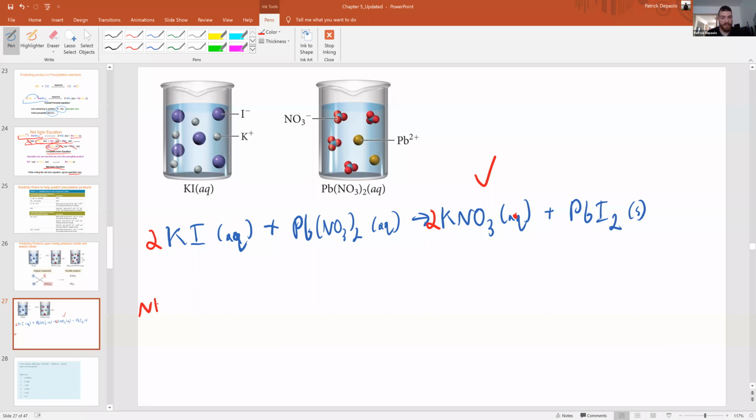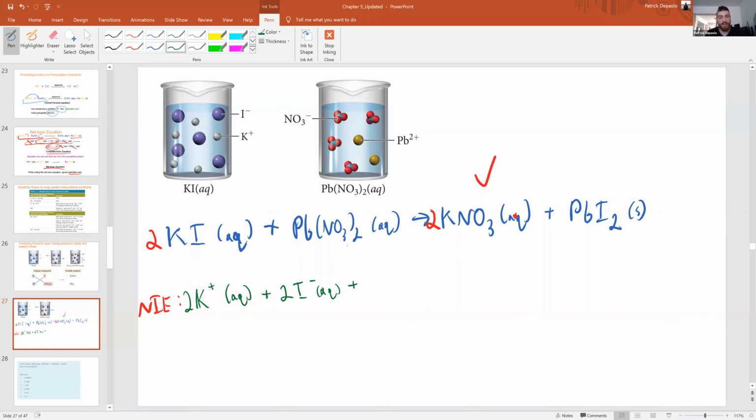Next, we need to make the net ionic equation. I'll write that in a different color. I'll use green. So now we need to split apart the ions, and I'll do this slowly. Aqueous means it's split apart. KI will be 2 K plus aq, it's very easy to forget something small, plus 2 I minus aq.